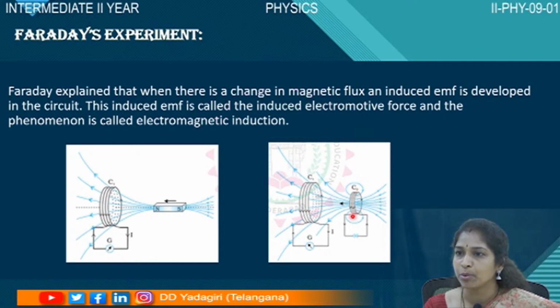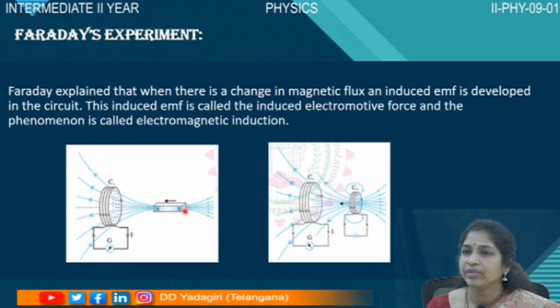When this coil is brought towards coil C1, he observed that there is a deflection in the galvanometer. Then he started moving coil C2 away from coil C1. Then he observed the galvanometer started showing the deflection in the opposite direction. That means in this experiment, he observed the same effect as he observed here. So from these two experiments, he concluded that when the magnet is moving towards this coil, there is an increase in the magnetic flux because the number of magnetic field lines cutting across the area is increasing.